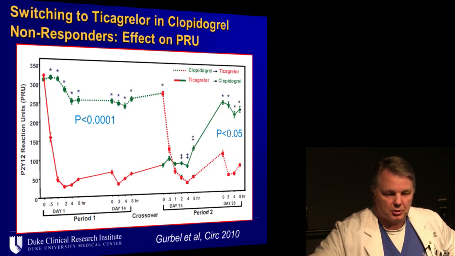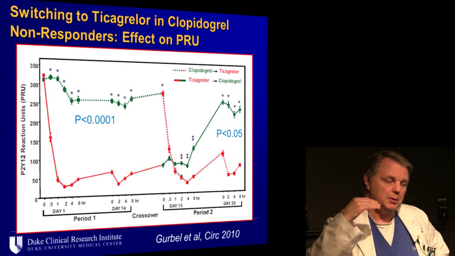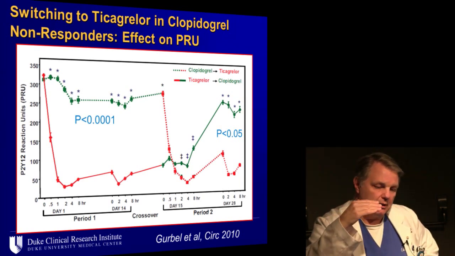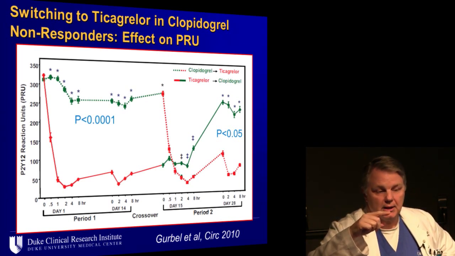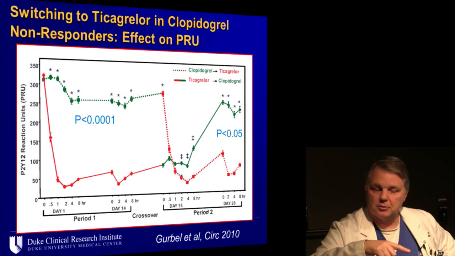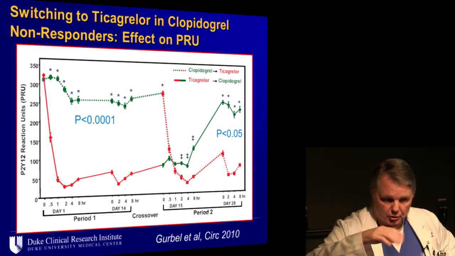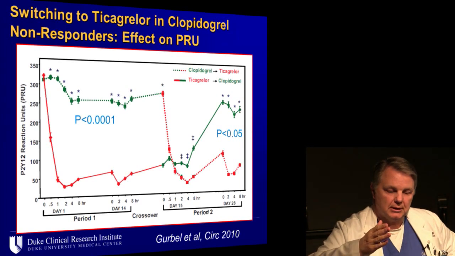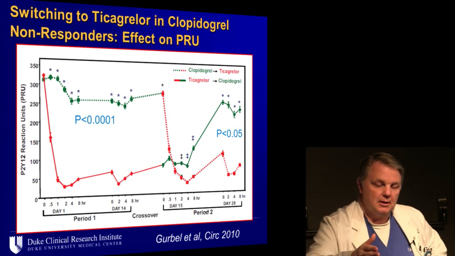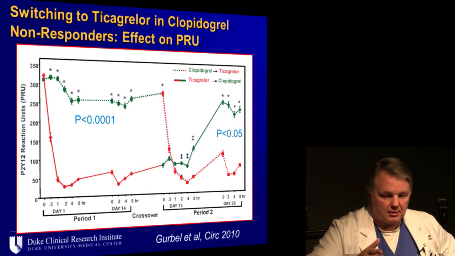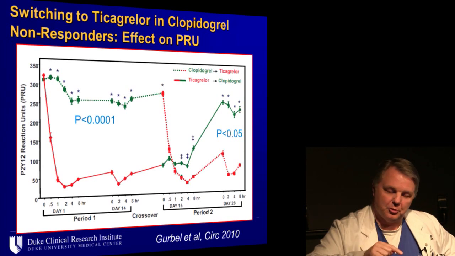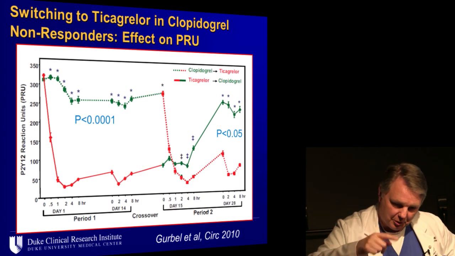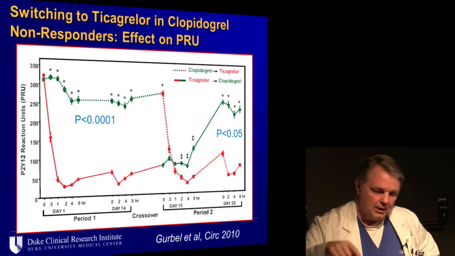So this is a little bit of a complicated slide. This looks at the PRU value, so the reaction to the agents on the platelet. And what you can see is that ticagrelor in red lowers the PRU quite dramatically compared to clopidogrel in green on top. At about the second, I think this is at several days out, 28 days out, patients are switched back. Those who were on ticagrelor get switched to clopidogrel, and those on clopidogrel get switched to ticagrelor. You see the colors change.